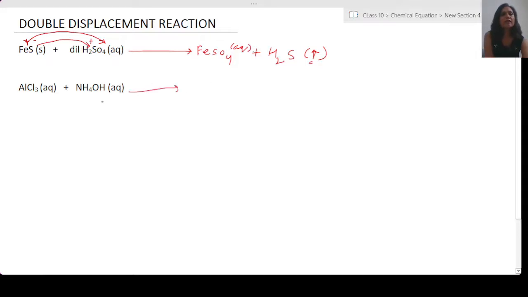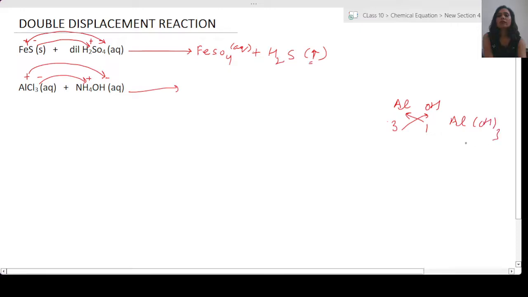Then we are having AlCl3 plus NH4OH. Al is positive, Cl is minus, NH4 is positive, OH is minus. So Al will combine with OH, the opposite charge ion, and Cl will combine with NH4. Now Al valency is 3 and OH valency is 1. This 1 will go to Al, this 3 will go to OH. So what will be the compound? Al(OH)3 will be formed.